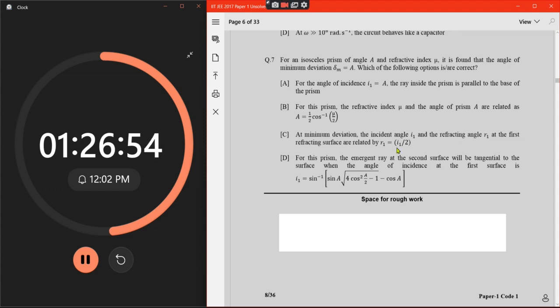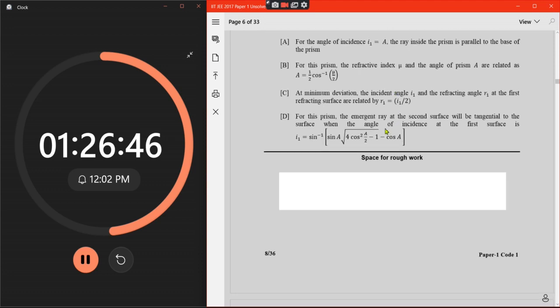Yes, that's right. R is equal to 2. So C is also correct. What else is there? For this prism, the emergent ray at the second surface will be tangential to the surface. So we need the critical angle, when the angle of incidence at the first surface is such that we just do this thing.